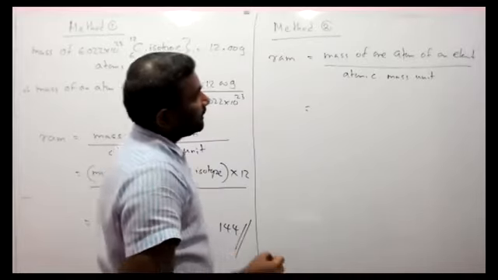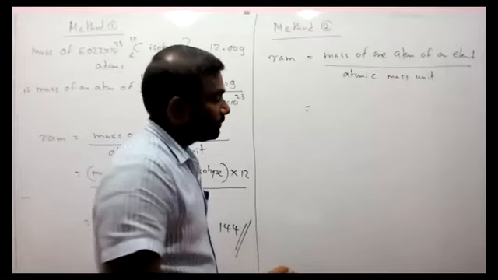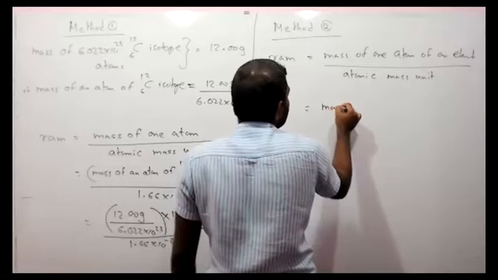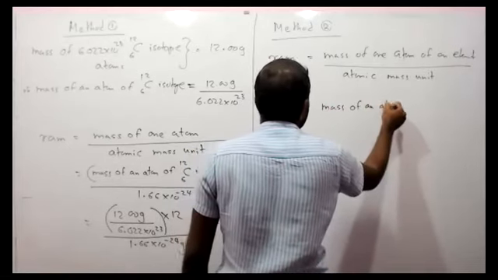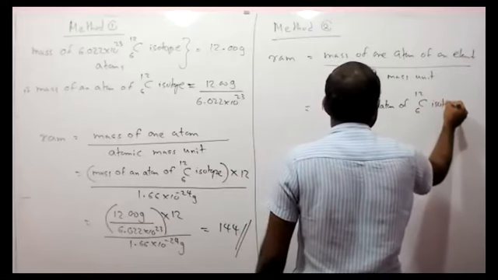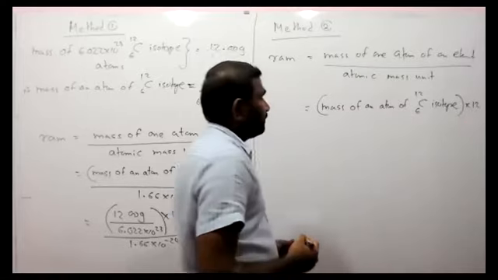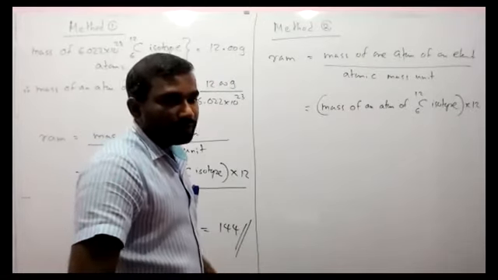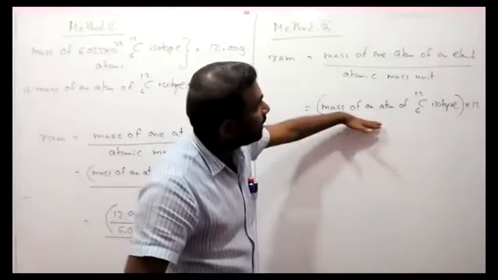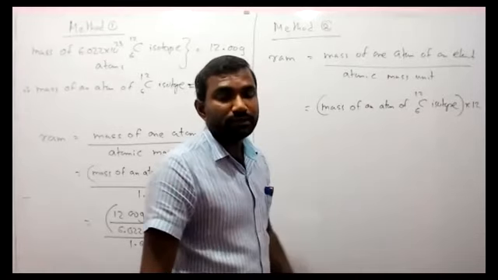Now they are giving us the mass of one atom of an element in terms of the carbon-12 isotope. They say the mass of one atom is equal to what, children? 12 times the mass of an atom of carbon-12 isotope. Right? The mass of one atom of an element is given in terms of what, children? The mass of an atom of carbon-12 isotope times 12. This is the mass of an atom of the element: 12 times the mass of an atom of carbon-12 isotope.